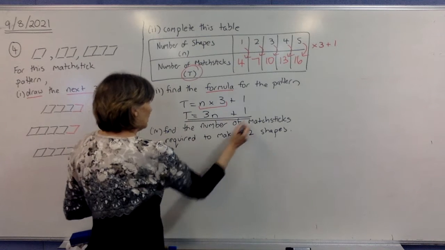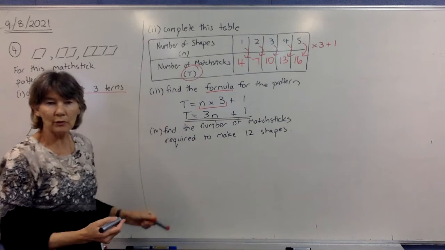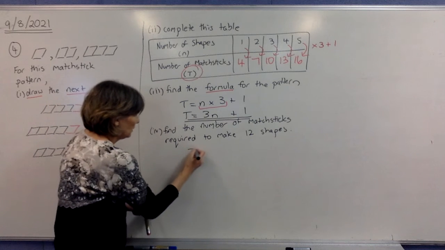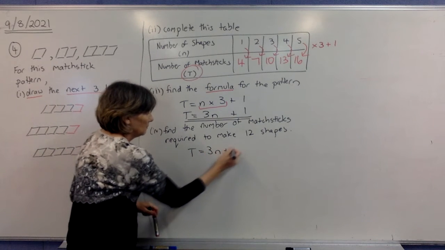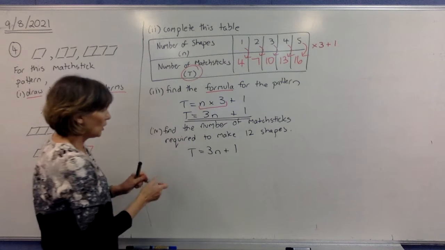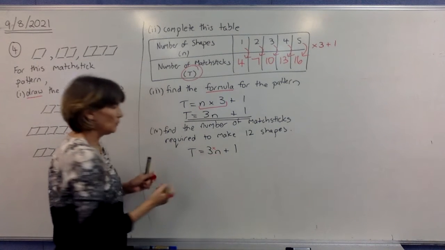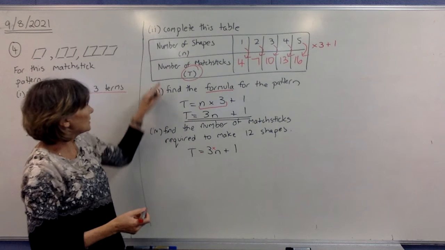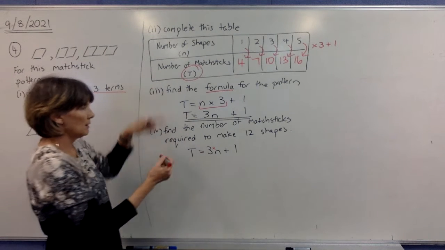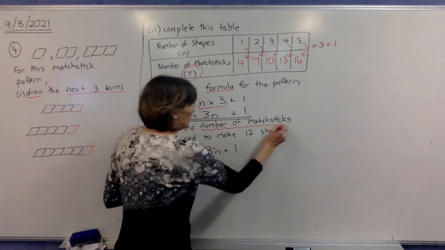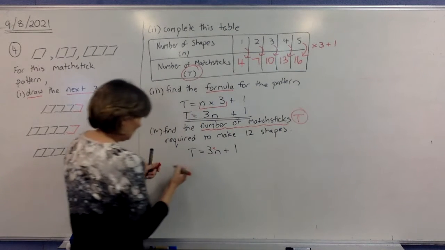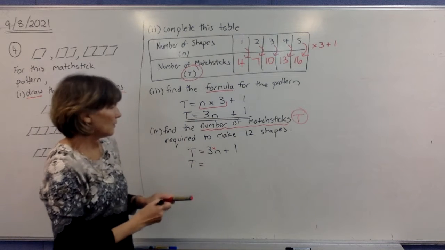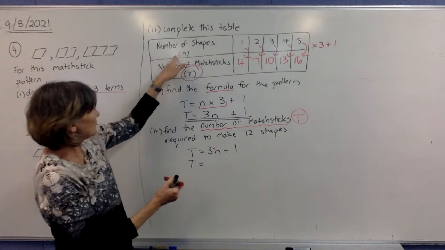And that's your formula. So now we're going to use the formula. Once they get you to create your formula, they always want you to use it. So we're going to write it down. Don't forget there's a times that goes in here when we sub our numbers in. Now it says find the number of matchsticks, and the number of matchsticks is T. So we're finding T. Right? So we don't know T. We're finding it. And the 12 shapes, that's your N.